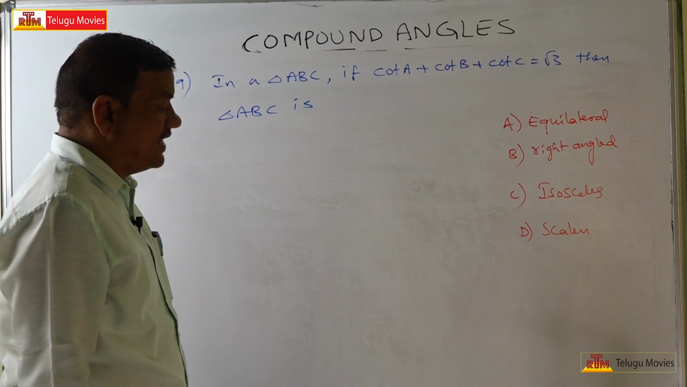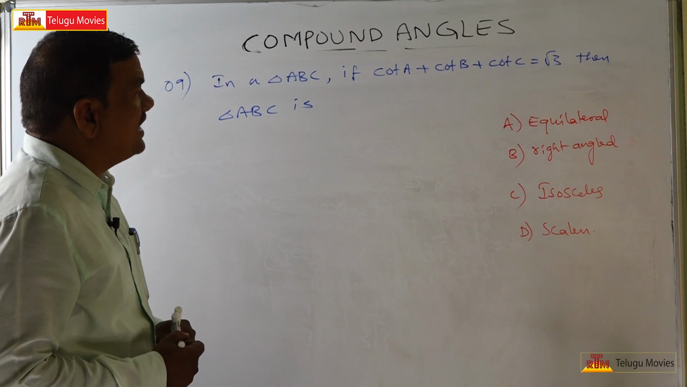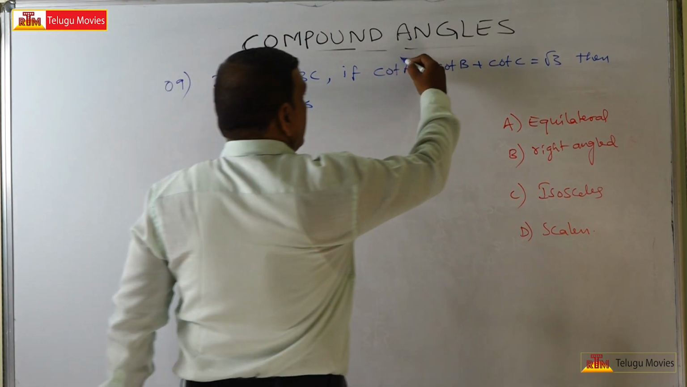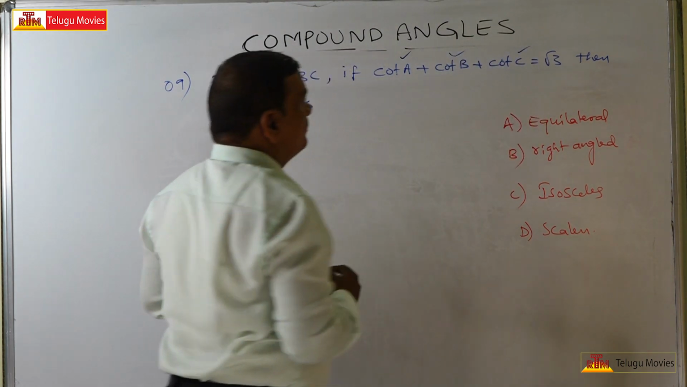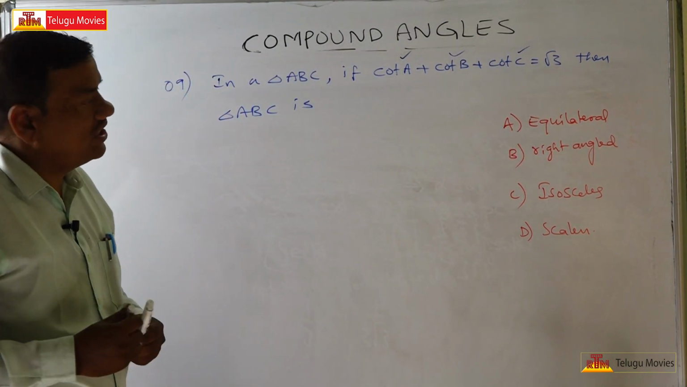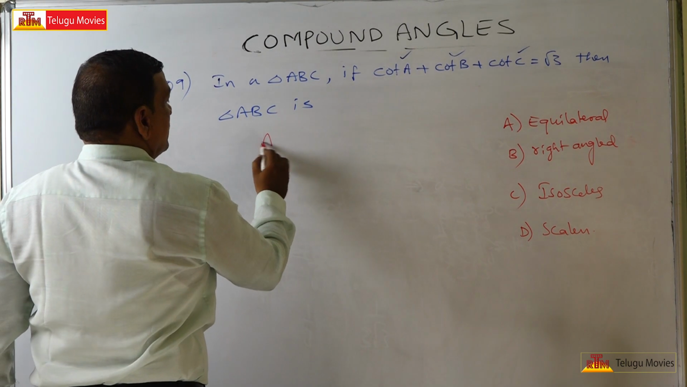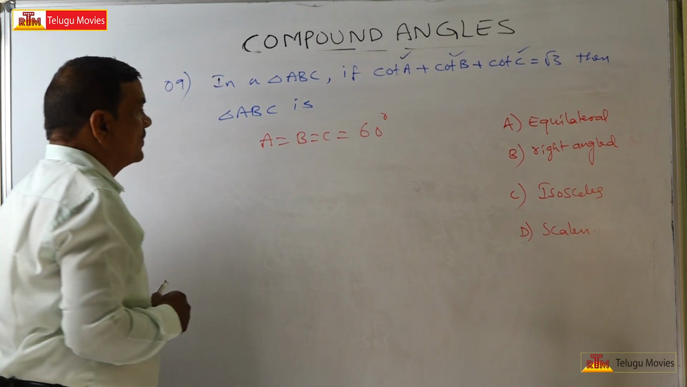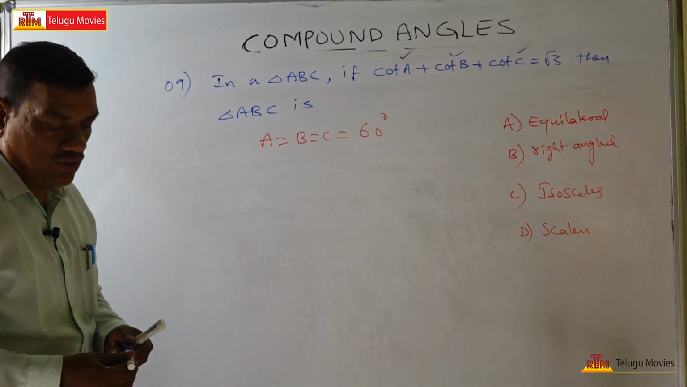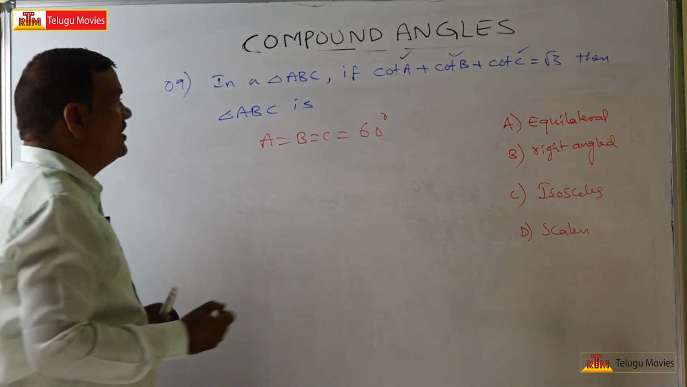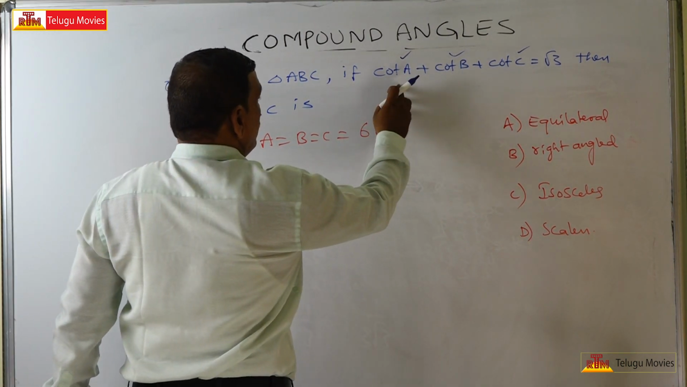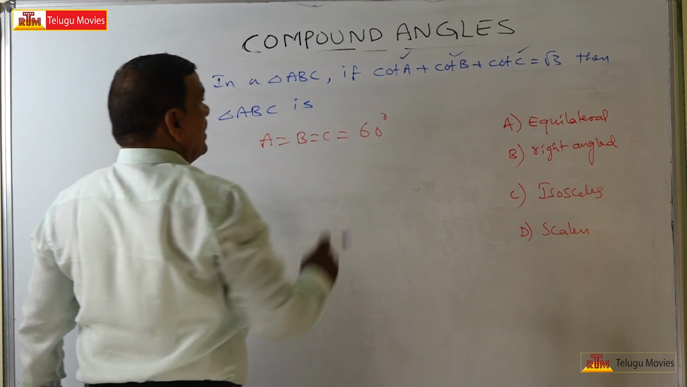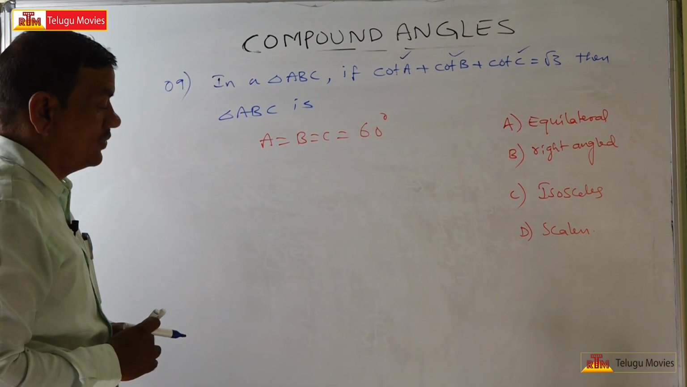Then we can guess the angles A, B, C so that you will get root 3. Very easily you can guess. Let us take A is equal to B is equal to 60 degrees, so that A plus B plus C is equal to 180 degrees. Therefore, see here, cot A is equal to how much?